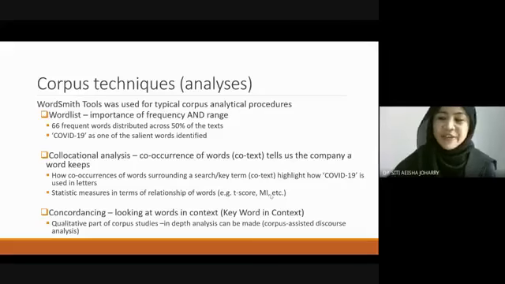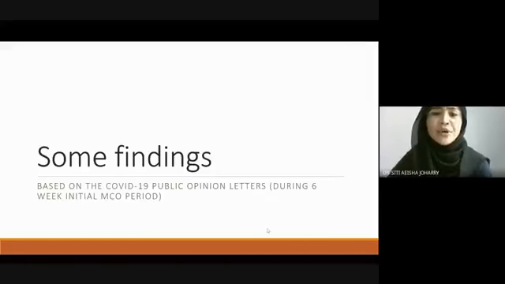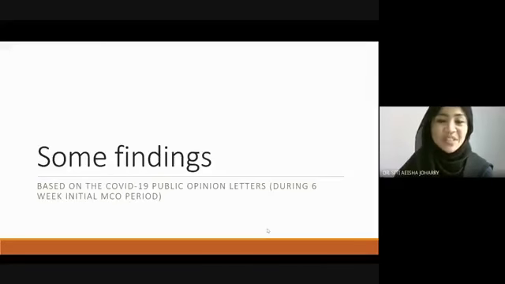And I feel more and more interested to do corpus-assisted discourse analysis, where we look at the use of COVID-19 in the particular text to see how people are using it, and what they mean by it. So here is where I want to share some findings based on the COVID-19 public opinion letters, very specifically during the 6-week initial MCO period paper, to share with all of you.